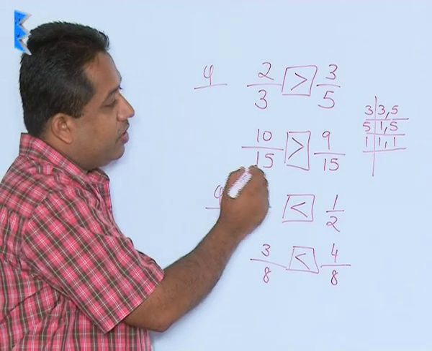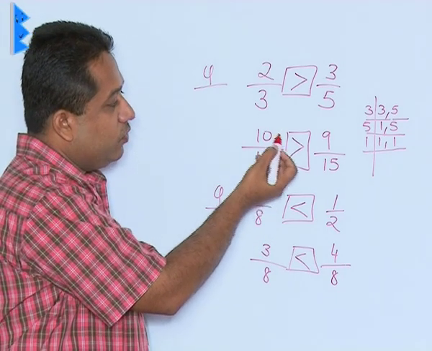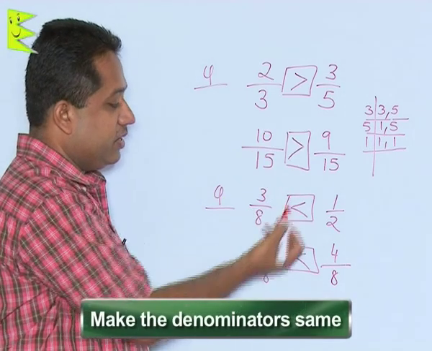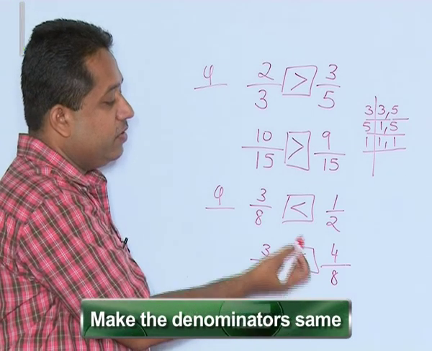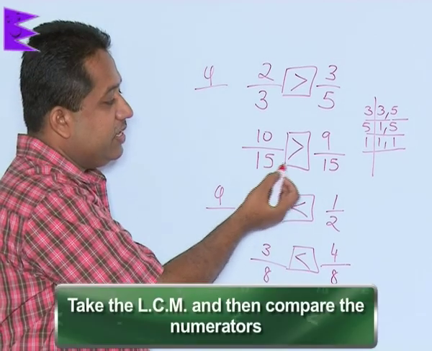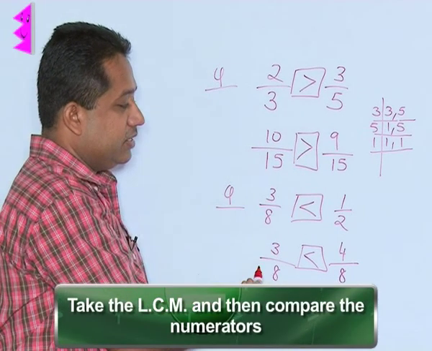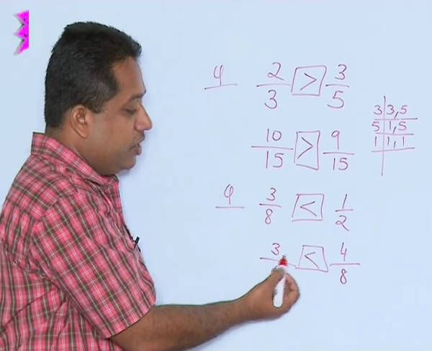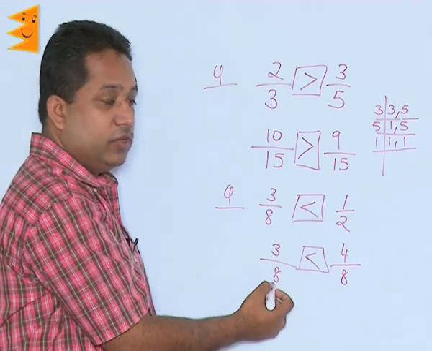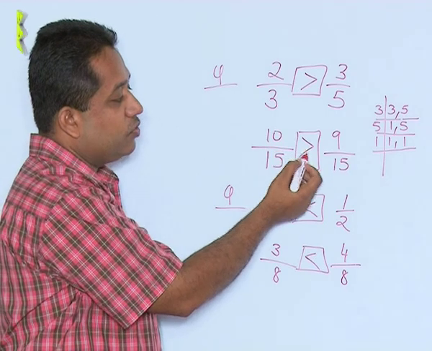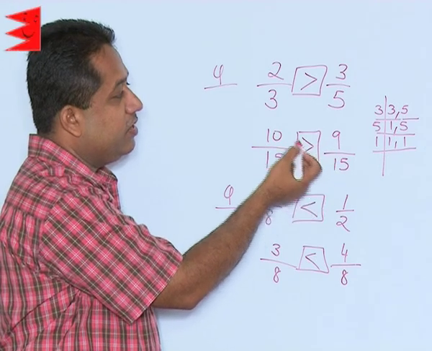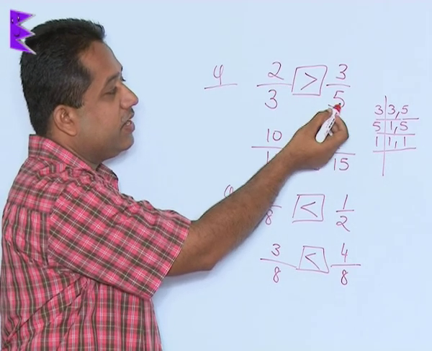So, for repetition's sake, I can say that if you want to find out which rational number is greater or which is lesser, you first have to make the denominators the same. Unless the denominators are the same, we should not try hit and trial and put the symbol. We will always take the LCM and then compare the numerators. When the denominators are the same, if the numerator is greater, then we can say that the whole rational number will be greater than the other. So, in this case, we saw that 10 by 15 was more than 9 by 15 because 10 is greater than 9. And if 10 by 15 is greater than 9 by 15, we can say that the original question, 2 by 3, is greater than 3 by 5.